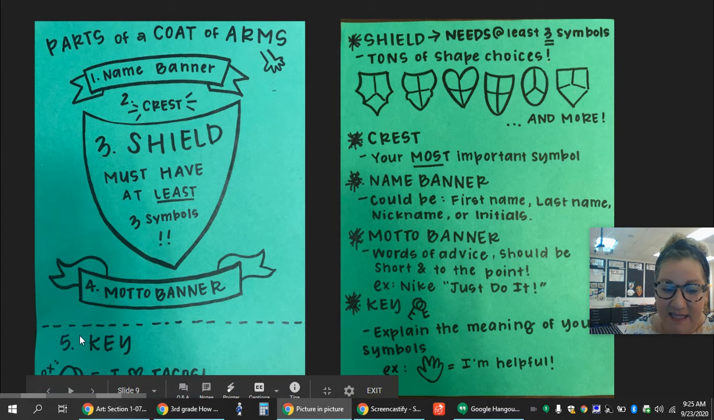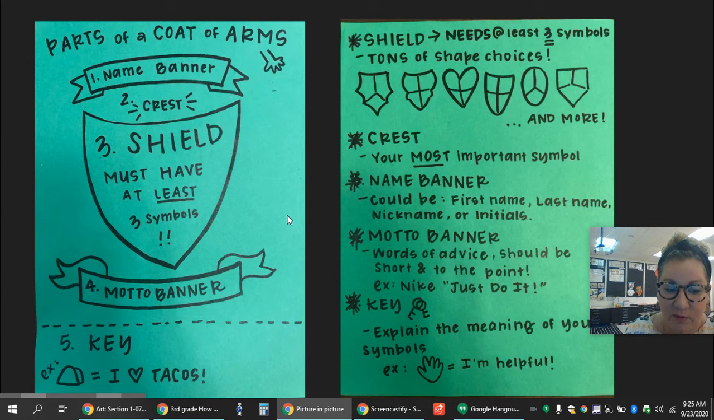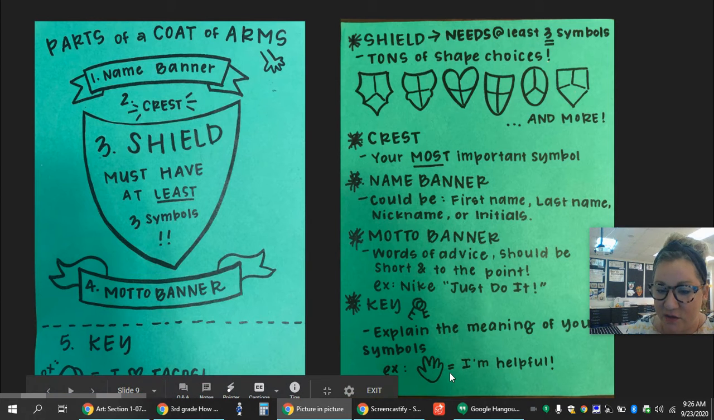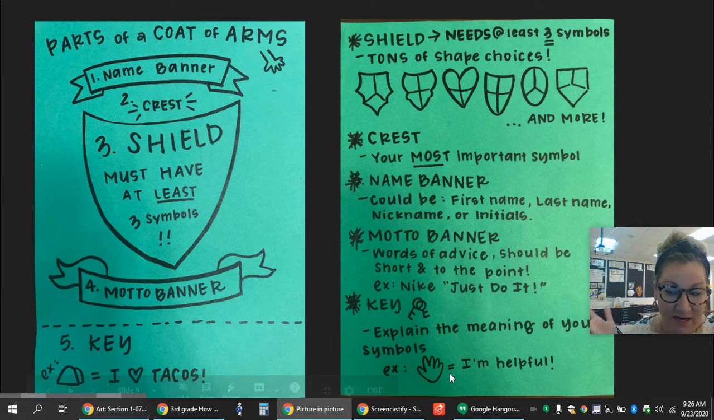The last thing is the key down at the bottom. You need to explain what your symbols mean to you. For example, in the key on the front side of the paper, it has a little taco shell and a little equal sign, and then it explains that means I love tacos. On the back side over here, it's showing me that a hand like this means I'm helpful, that I will give a helping hand. Okay, so these are the 5 parts that you need to have on your coat of arms before it can be finished.